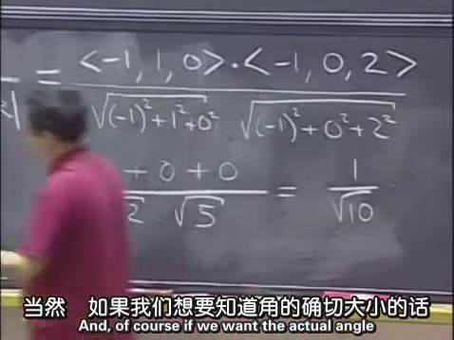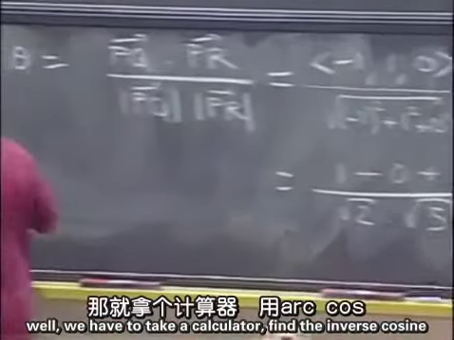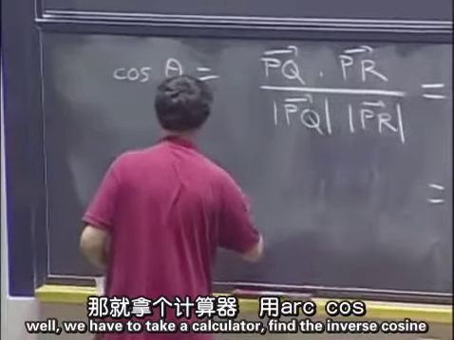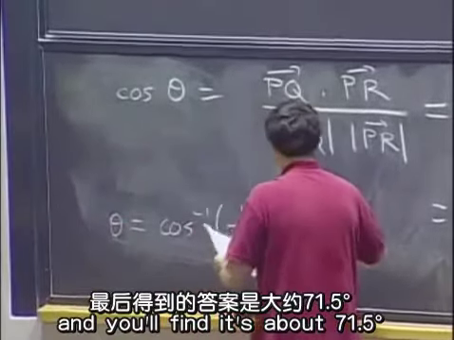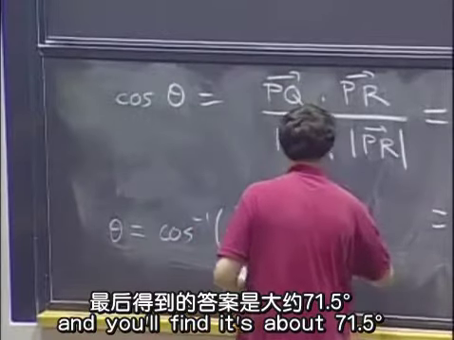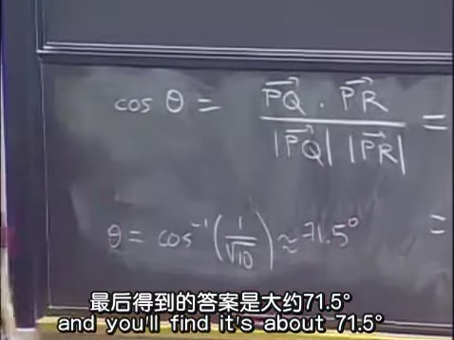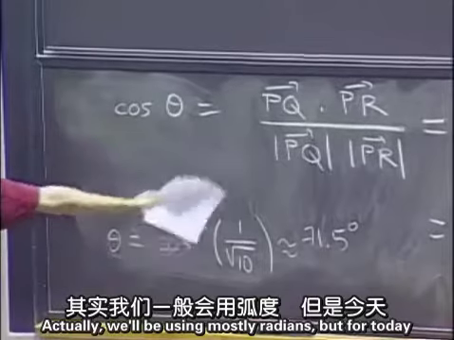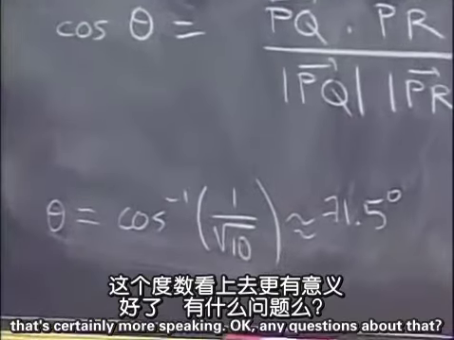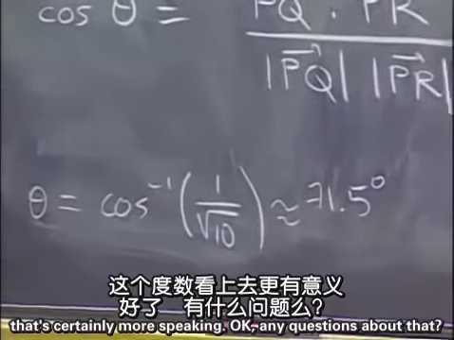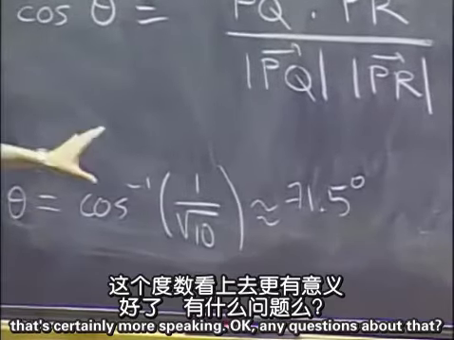And of course, if we want the actual angle, we have to take a calculator, find the inverse cosine, and you'll find that it's about 71.5 degrees. Actually, we'll be using mostly radians, but for today, that's certainly a more speaking answer. Okay, any questions about that?